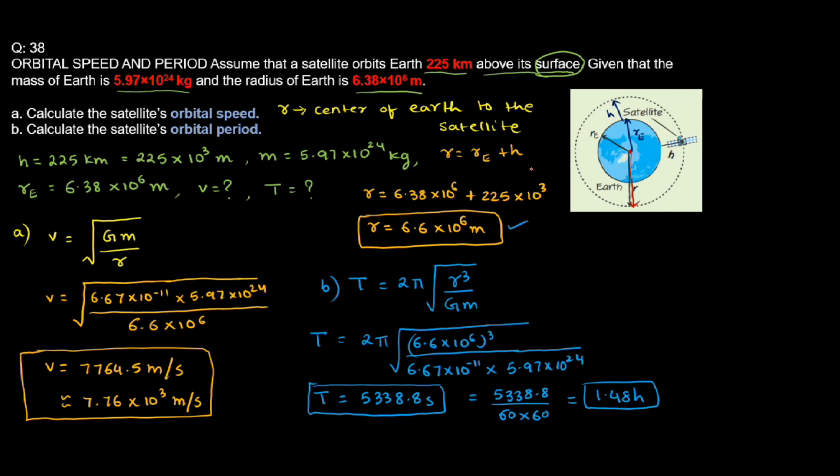So whenever they give you the distance of the satellite from the surface of the Earth, you need to first calculate the satellite's distance from the center of the Earth by using this rule: small r equals radius of the Earth plus h. Then you can use the rule for orbital speed and orbital period to get your values.